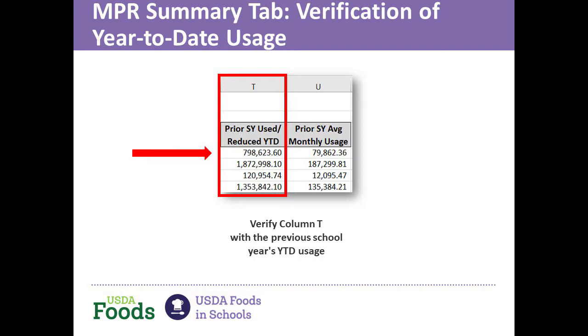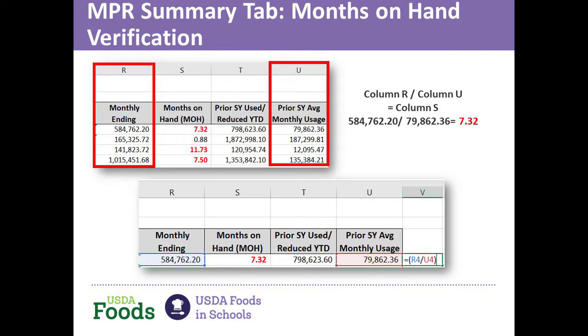This information may be useful in the development and approval of an inventory reduction plan. When SDAs are reviewing MPRs month over month, the values in column T should not change. If your state is diverting to a processor for the first time, there will be no data in this column. As I mentioned earlier, the months on hand column is a new feature of the state MPR template.